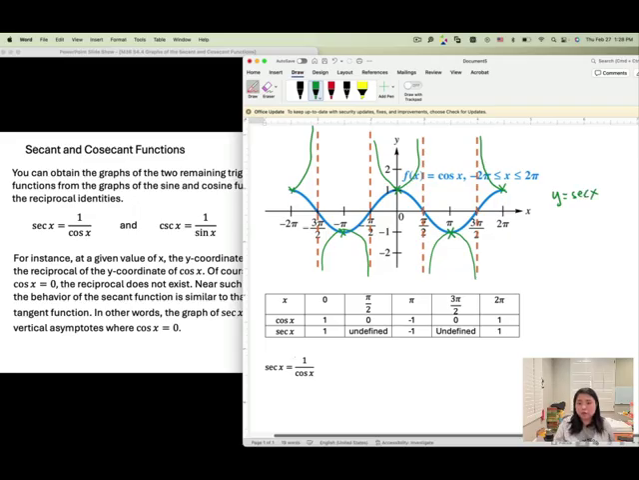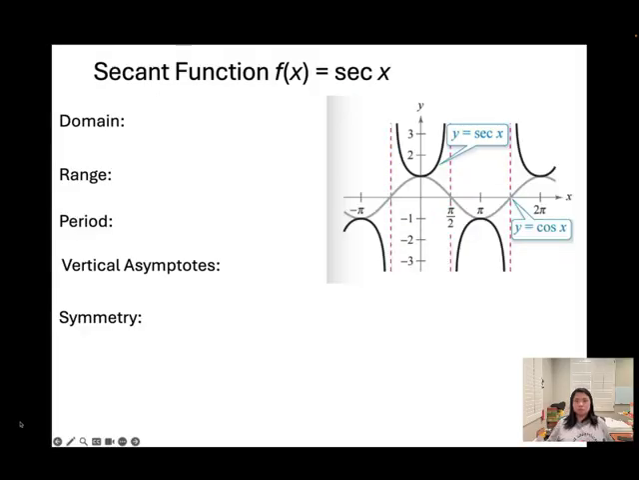Another way to think: if you know how to graph y equals cosine x, whenever cosine x equals 0, that will be the vertical asymptote for the secant, and then it looks like the U shape here. f of x equals secant x is going to look like that one. The gray one here is y equals cosine x.